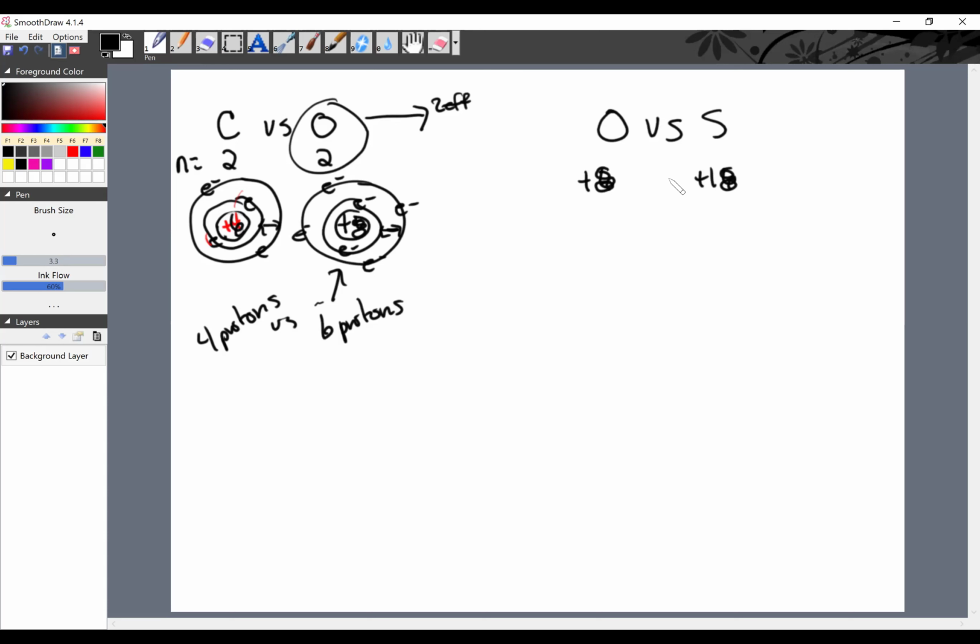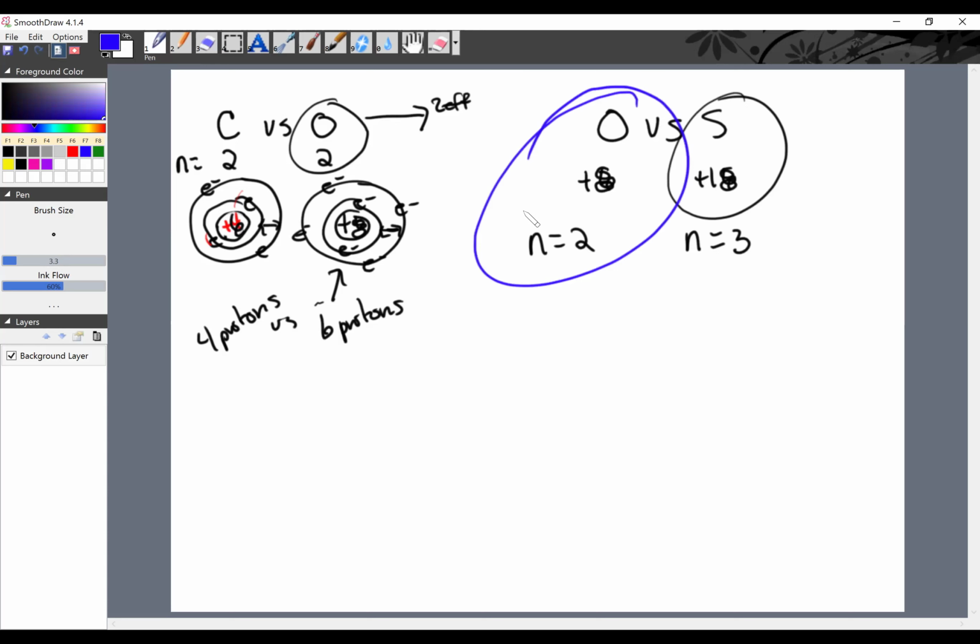Whoa, this one should have the greater effective nuclear charge because it has more protons. No, no, no, no, no. Are they found in the same shell? No. Oxygen is in shell 2, but sulfur is in shell 3. It's just bigger and it has more shielding. So who has the most effective nuclear charge? It's still the oxygen. So this one is a vertical trend, where this one is a horizontal trend.